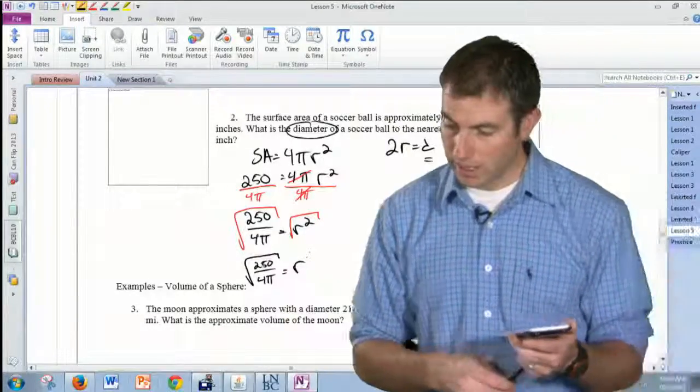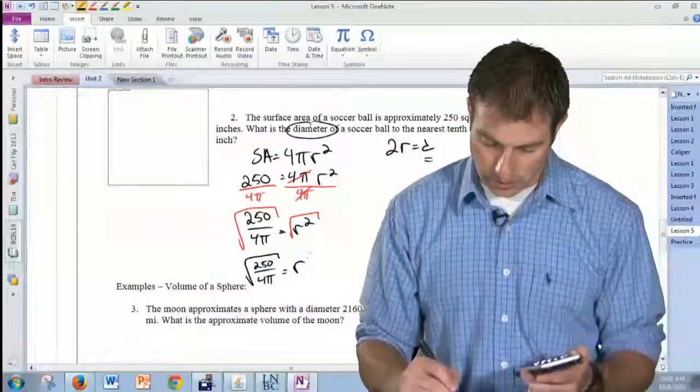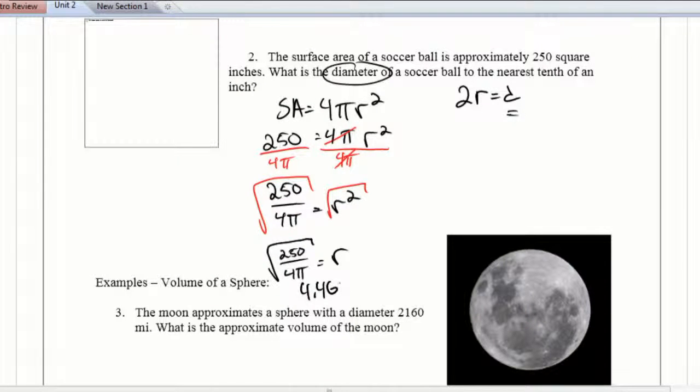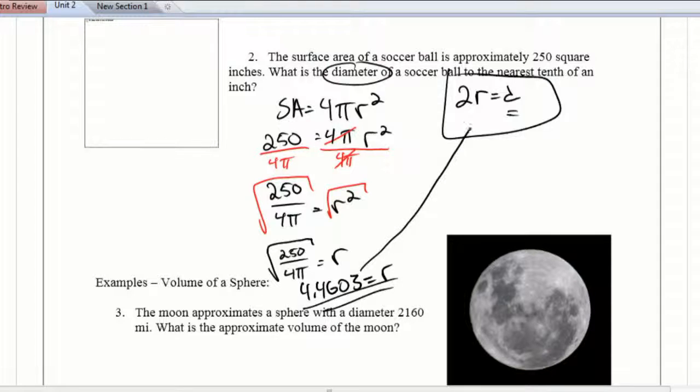And I'm going to end up with 4.4603 equal to my radius. Now that's, again, not what the question asked for. The question asked for the diameter of the soccer ball. So I know from what you guys had mentioned up above here that the radius is half the diameter, 2 times the radius is going to be the diameter. So what I'm going to do is plug this in here, and I'm going to end up with 2 times 4.4603 is equal to the diameter.